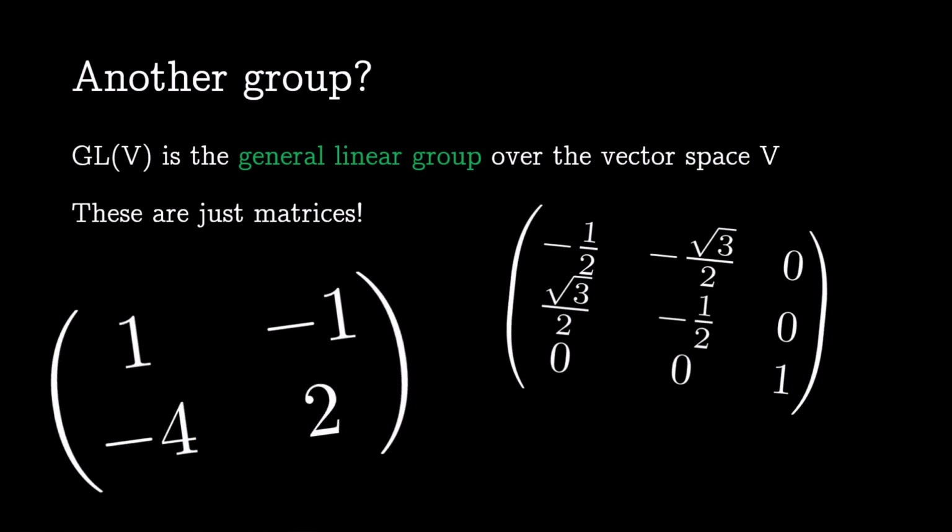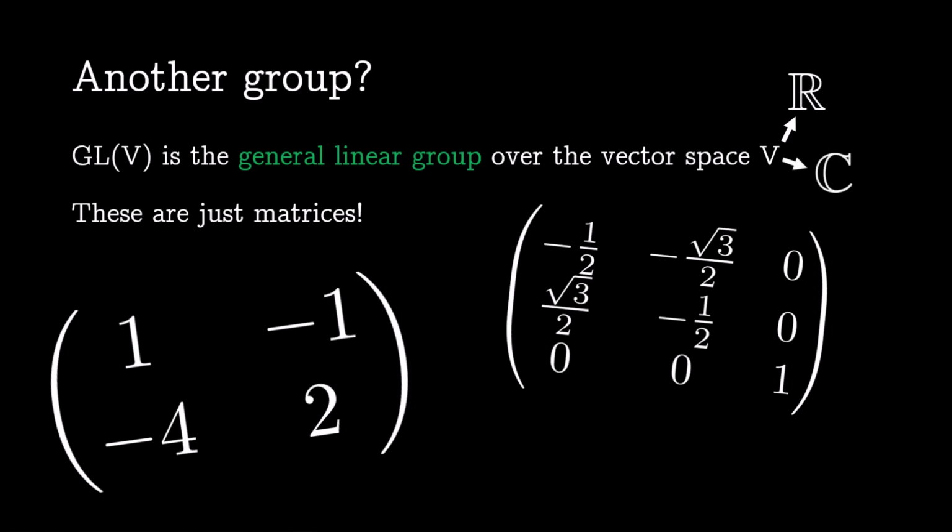Now, if you don't know what a matrix is, stick with me. It's just a bunch of numbers arranged in rows and columns, and we'll look at what they do in a second. The V in GLV just tells us what the numbers are allowed to be. In the matrices on the screen, the entries are all real numbers, so V would just be R. The only other case that we might encounter are the complex numbers, which are denoted C.